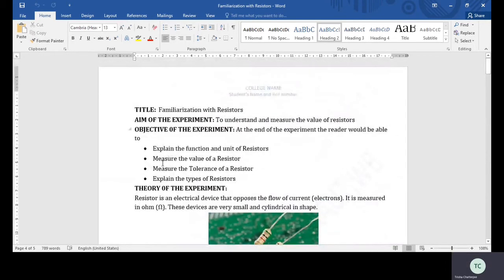Now our title is familiarization with resistor. We are doing a lab class for familiarization with resistor. The aim of the experiment is to understand and measure the value of a resistor. We have already gone through the theory, and now we are going to measure the value of resistors, right? The objective of this experiment is to explain the function and units of a resistor, measure the value of a resistor, measure the tolerance of a resistor, and explain the types of resistors.